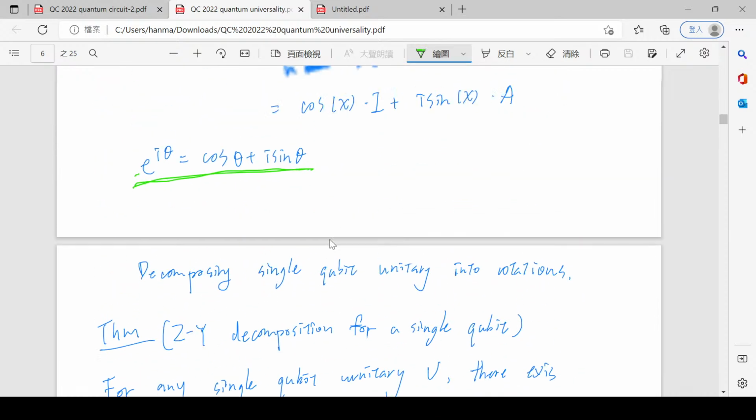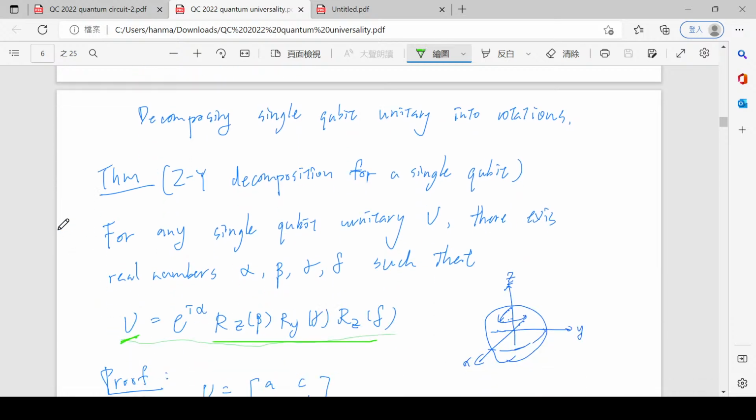If not, then we start going into our very brief introduction of quantum universality. The first thing we want to do in universality is decomposing every single qubit unitary into rotations. And obviously there is symmetry, so which two axes you pick doesn't matter. But here we pick y and z. So just from physical intuition, we think any rotation on the Bloch sphere can be decomposed into some rotation about the z-axis, then some rotation on the y-axis, then some rotation on the z-axis.